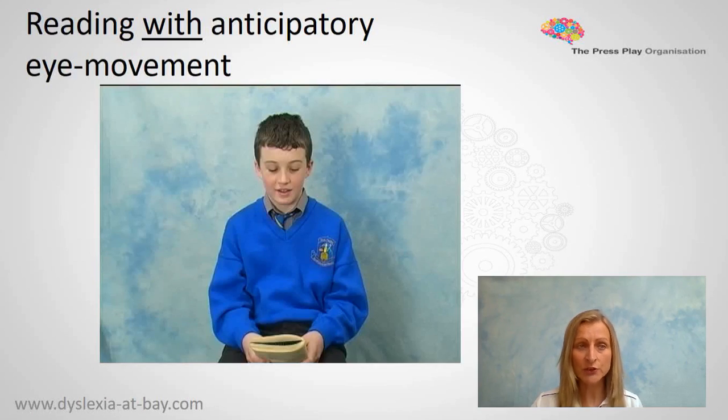So simply by changing your anticipatory eye movement, you can change your reading fluency and hence your comprehension. What we do at Dyslexia Bay is we work with individuals who have reading difficulties, whether it's comprehension difficulties or eye tracking difficulties, and once we can identify those difficulties, we can help them overcome them.